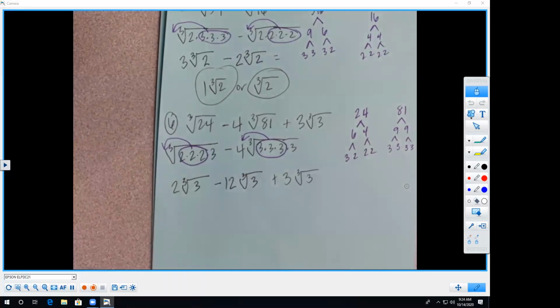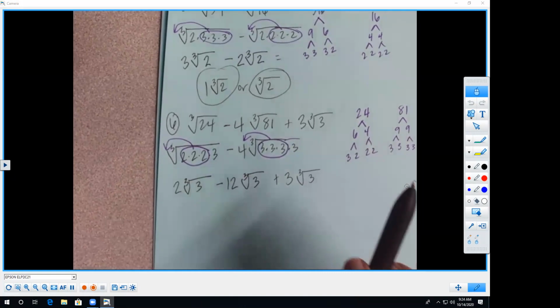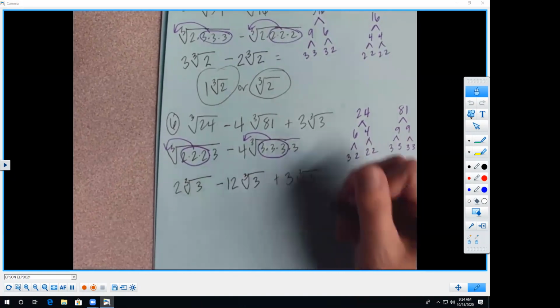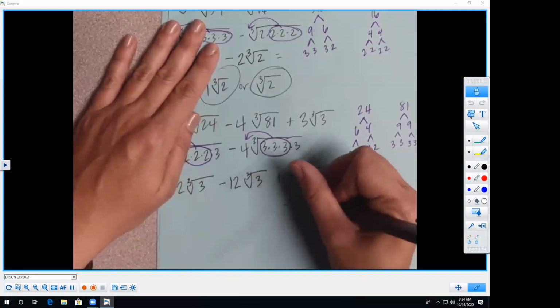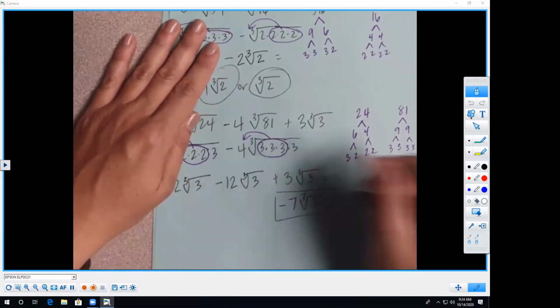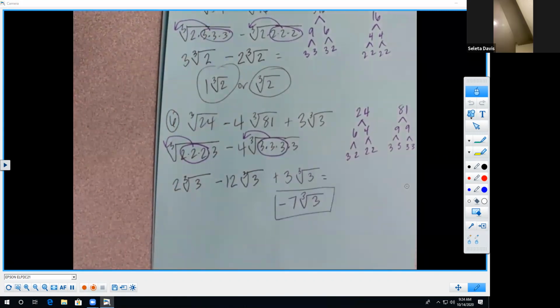And now I can add all this together. What is 2 minus 12 plus 3? Negative 7. So I get negative 7 cube root of 3. Questions about that?